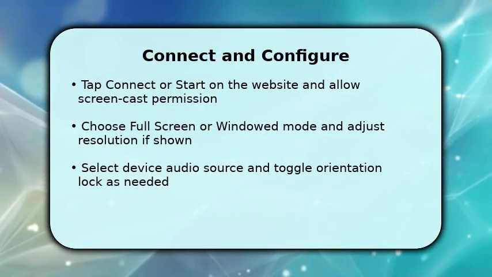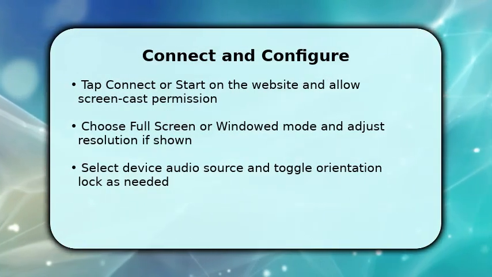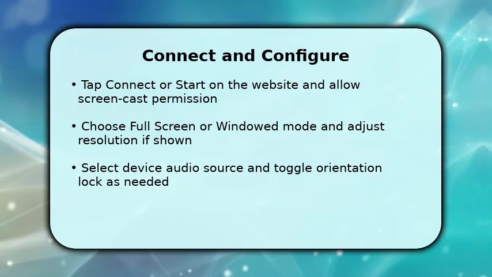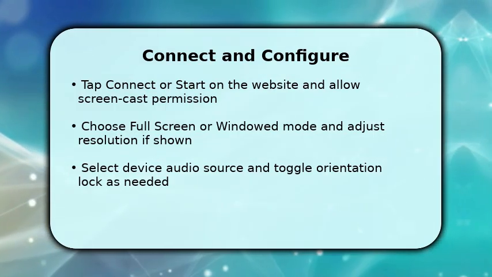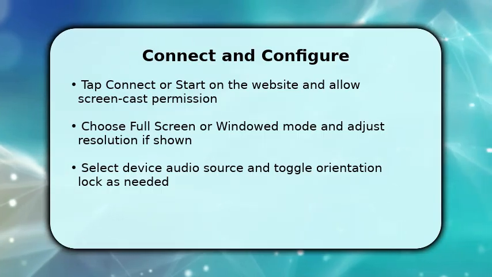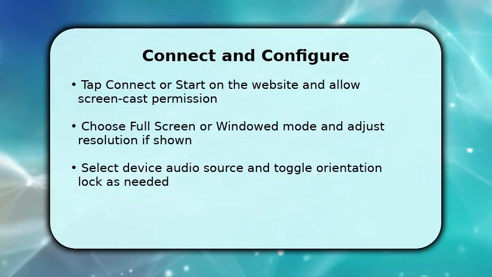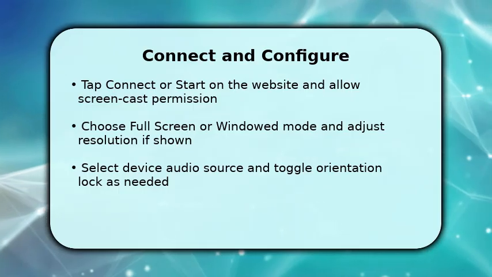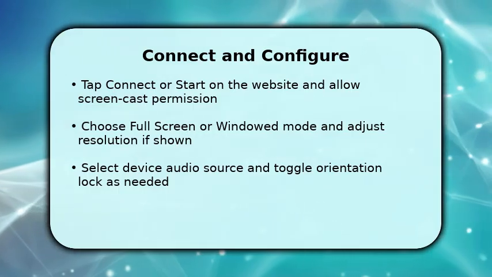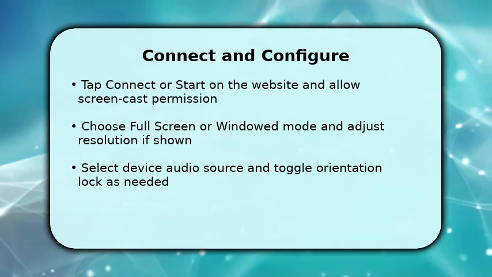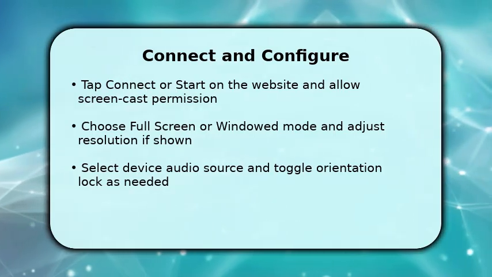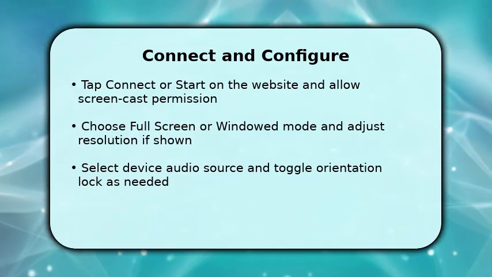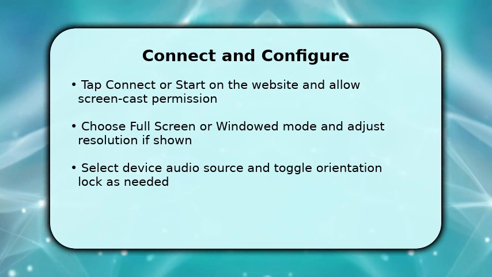You'll now initiate the Mirror. Tap Connect or Start and accept any prompts to start broadcast. This authorizes the website to receive your screen stream. Make sure to choose the appropriate display mode, full screen for presentations or windowed for multitasking, and pick a resolution that balances quality versus bandwidth. Also set the audio source to iPhone or microphone depending on whether you want app sound. Once configured, the site should show a live preview. Monitor frame rate and adjust settings to reduce stutter.